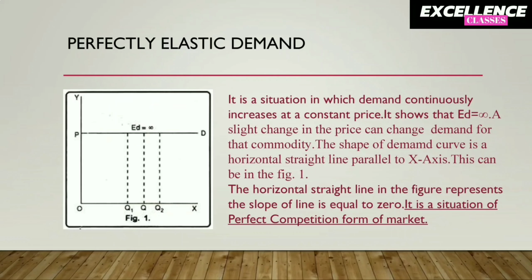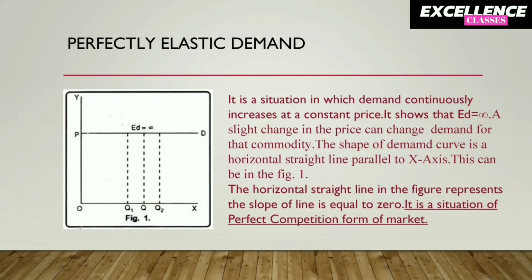Perfectly elastic demand is a situation in which demand continuously increases at a constant price. It shows that elasticity of demand is equal to infinity. A slight change in the price can change the demand for that commodity. The shape of demand curve in this scenario is a horizontal straight line parallel to x-axis. This can be seen in the figure 1. The horizontal straight line in the figure represents the slope of line is equals to 0.